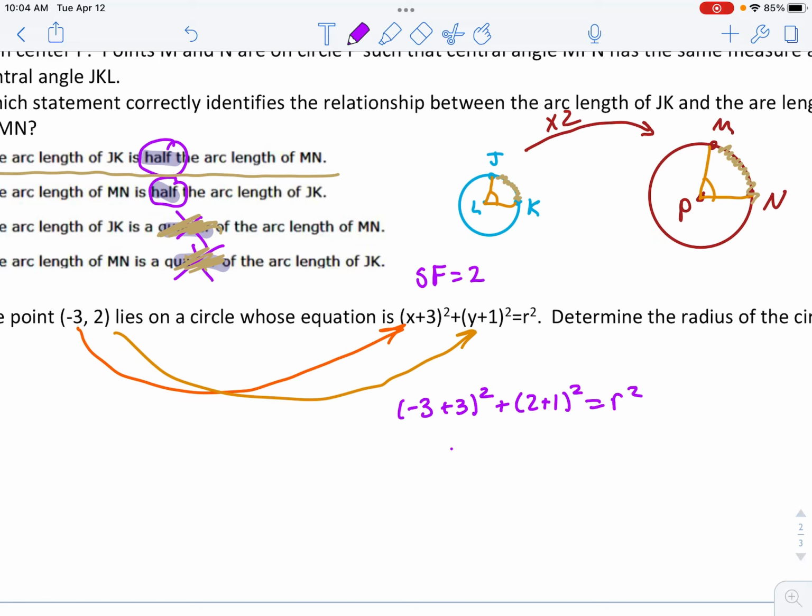What's the radius? -3 plus 3 is 0, 2 plus 1 is 3, 0 squared is 0, 3 squared is 9, 0 plus 9 is 9. It's 9 equals r squared. That means that r, the radius, is in fact 3.